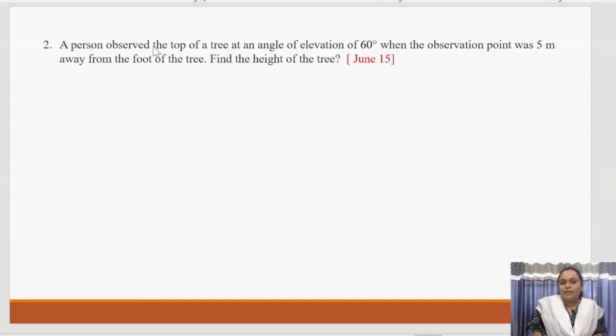A person observed the top of a tree at an angle of elevation of 60 degrees when the observation point was 5 meters away from the foot of the tree. If you take this as a tree, a person observed the top of a tree. This is the top of a tree.